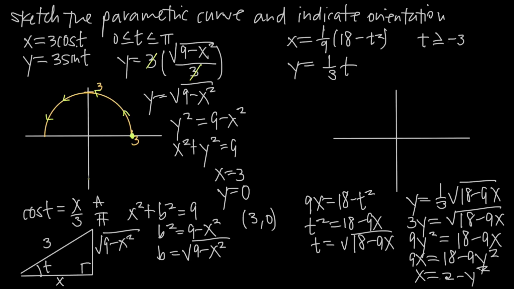Well, when we have x in terms of y squared, it's going to be a parabola that opens to the left if y squared is negative and opens to the right if y squared is positive. So we know that this is going to be a parabola that opens to the left.